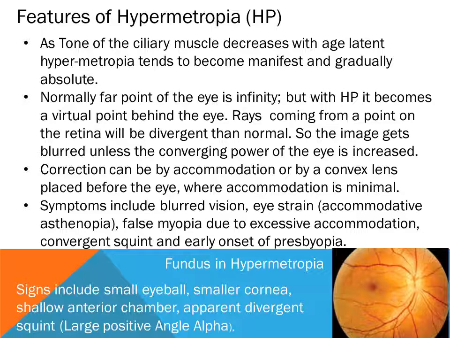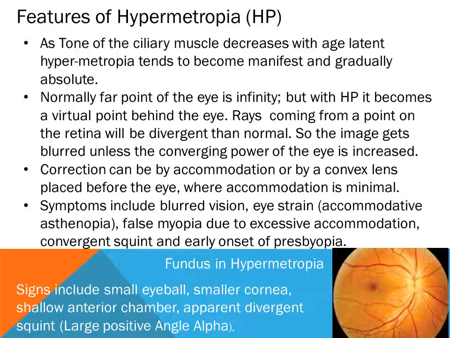Normally, the far point of the eye is infinity, but with hypermetropia, it becomes a virtual point behind the eye. Rays coming from a point on the retina will be more divergent than normal, so the image gets blurred unless the converging power of the eye is increased. Correction can be by accommodation or by using a convex lens placed before the eye, where accommodation is minimal.